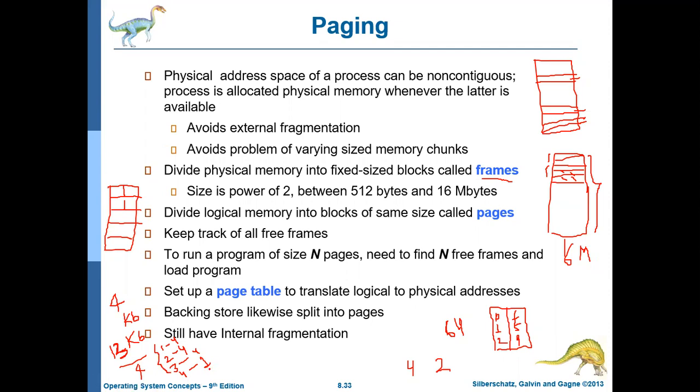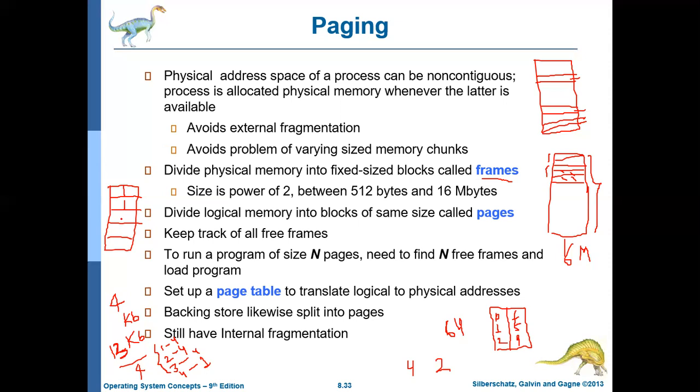So if we have, let's say, 5 different processes to store in memory, only a small amount of memory will be wasted in each process. This happens only if the process size is not a multiple of the page size. If all the processes have a size that is a multiple of the page size, then there will be no internal fragmentation.